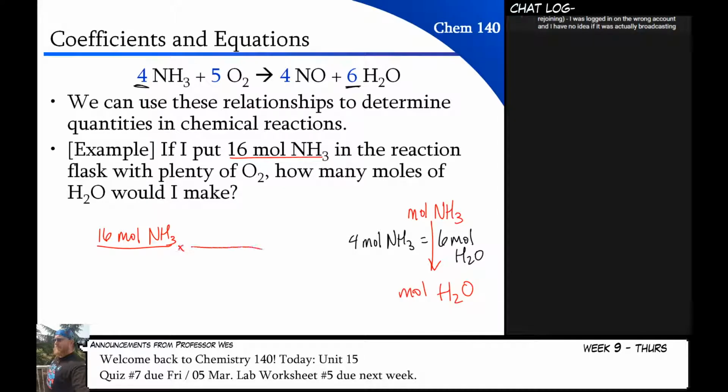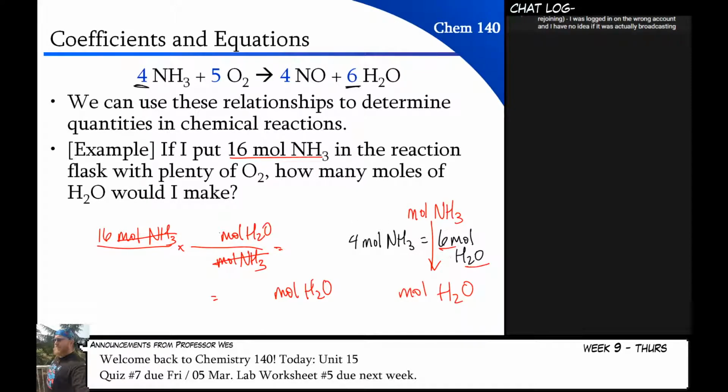So I can set up my units like this. Moles of ammonia, which will cancel out. Moles of H2O. And that'll give me an answer in moles of H2O, which is what the problem wants. Now I just gotta fill in the numbers.